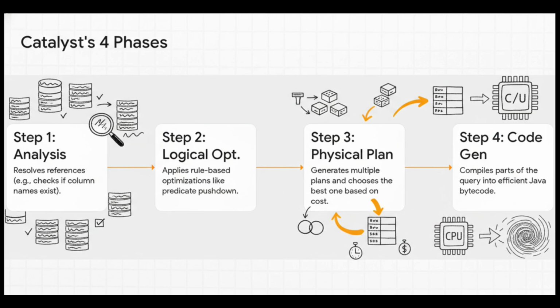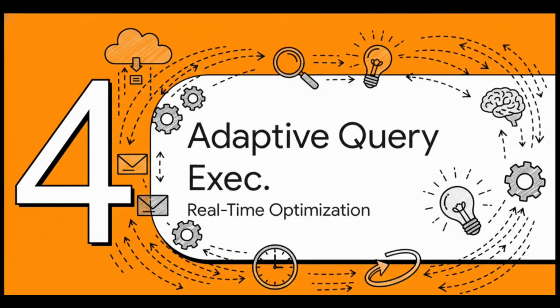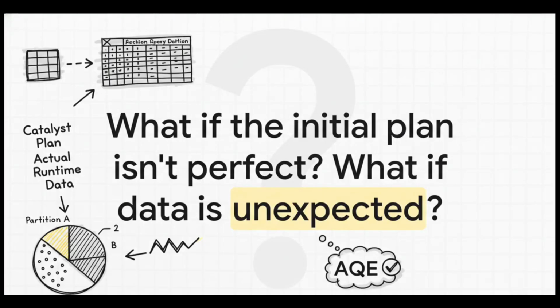of overhead. Okay, but Catalyst makes its plan before the job even starts. What happens if its assumptions about the data are wrong? Well, that's where our next layer comes in. This is a feature that acts like a genius in the middle of the query, adaptive query execution, or AQE. This is the exact problem that AQE was built to solve.